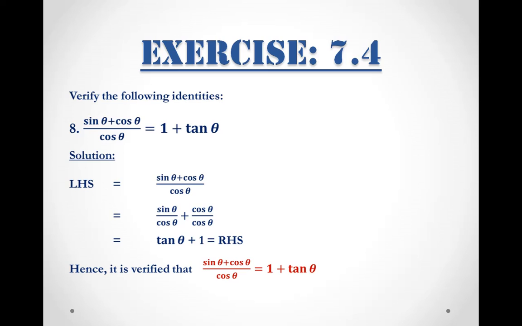Well, clear, cos theta over cos theta will be cancelled. We will be left with 1, and already we know that sin theta over cos theta is equal to tan theta, that is equal to the right hand side. Hence we have verified that sin theta plus cos theta whole divided by cos theta is equal to 1 plus tan theta. Hope you all understand.